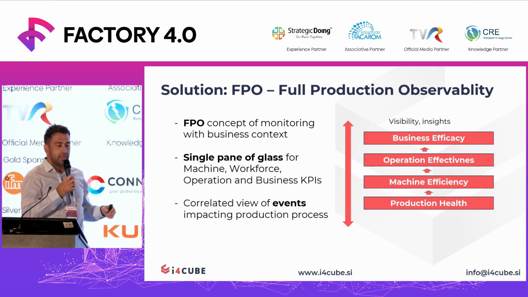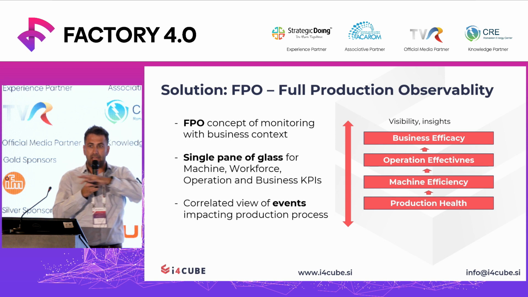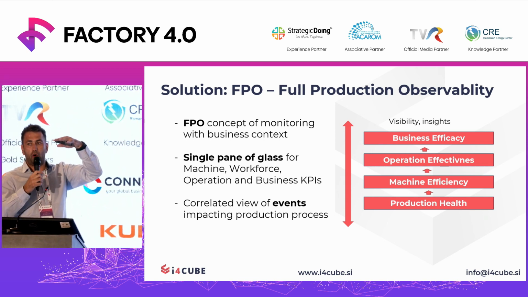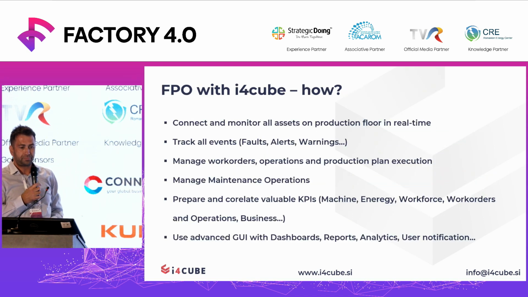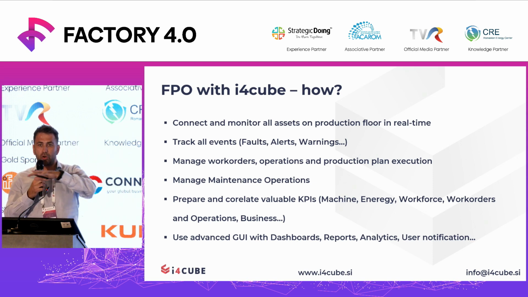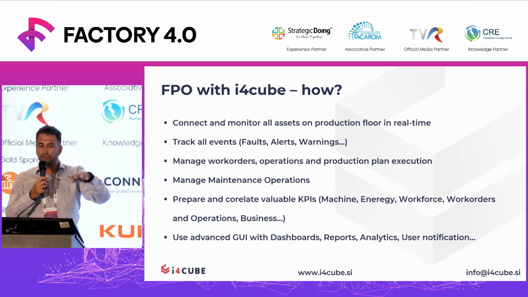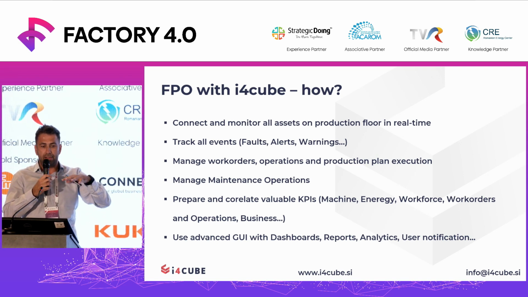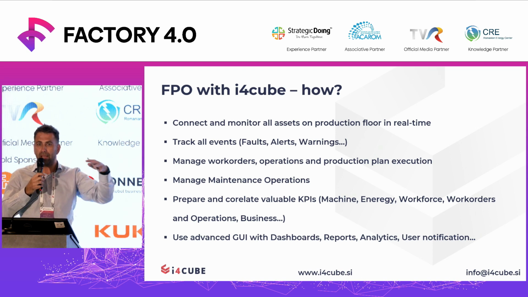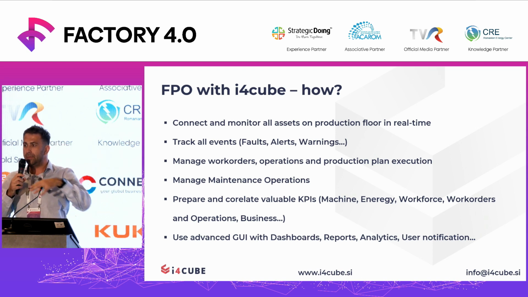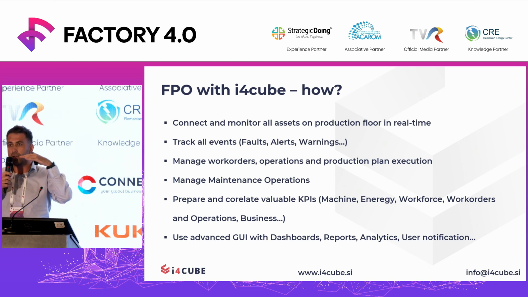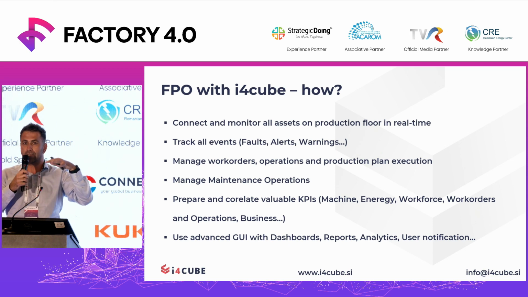So we correlate which particular event has how much input into the production process. So we offer a single pane of glass, everything in one place, and correlated views of events and all the KPIs. So how does I4cube work? It's a platform which connects all the devices on your production floor. It tracks all the events in real time. It offers production planning mechanisms and maintenance planning mechanisms all in one place, and also prepares and correlates valuable KPIs.